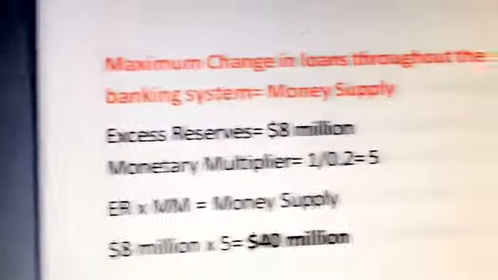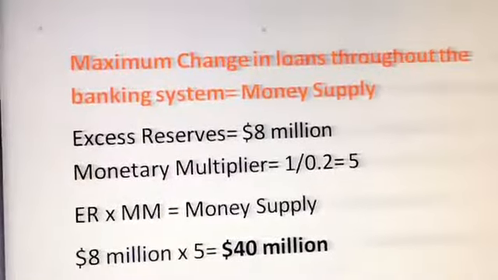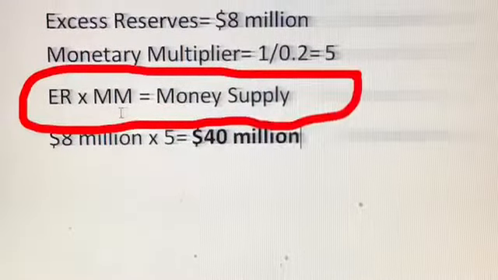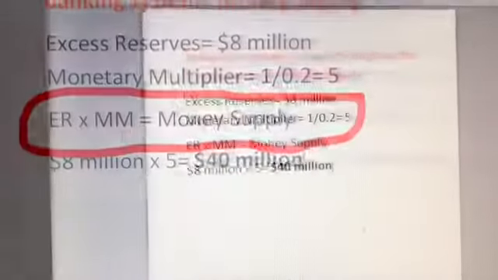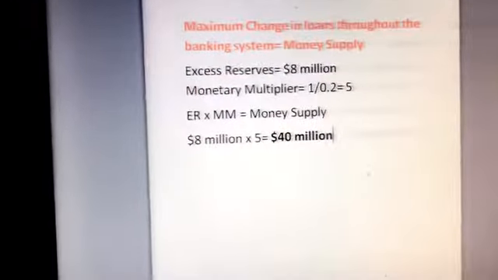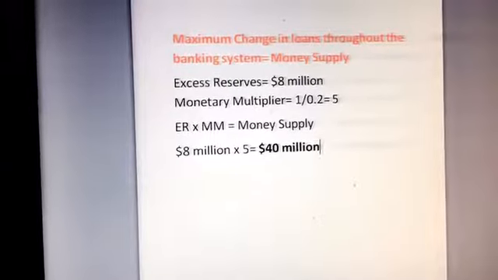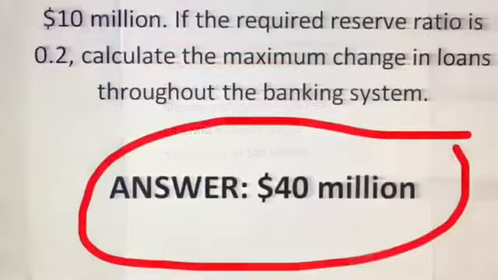The maximum change in loans throughout the banking system equals the money supply. The excess reserves are 8 million and the monetary multiplier is 5. You multiply those two to get the total money supply, which is 40 million.